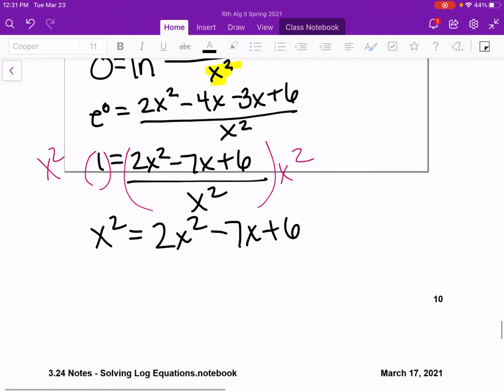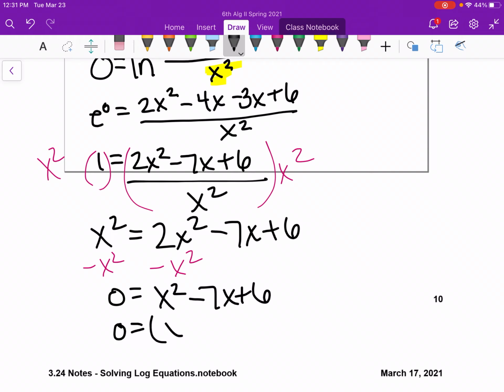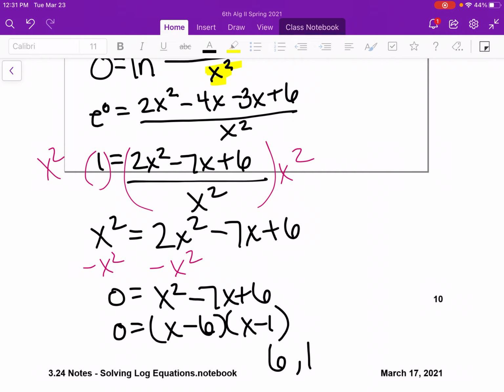I have a quadratic here, so I know I'm going to have to set it equal to 0 and solve. So I have 0 equals x squared minus 7x plus 6. Ideally, I do this by factoring. So the two numbers that multiply to positive 6 and add to negative 7 are negative 6 and negative 1. So my answers are 6 and 1, but I'll bet one of those is extraneous.